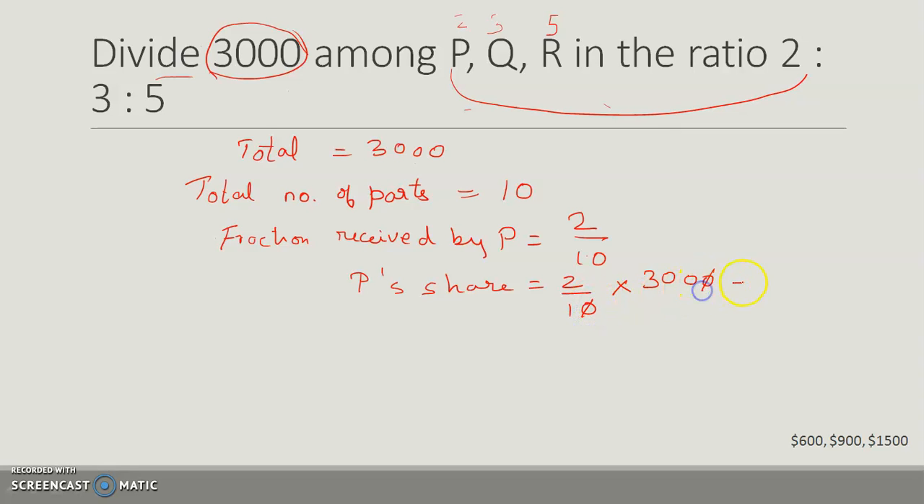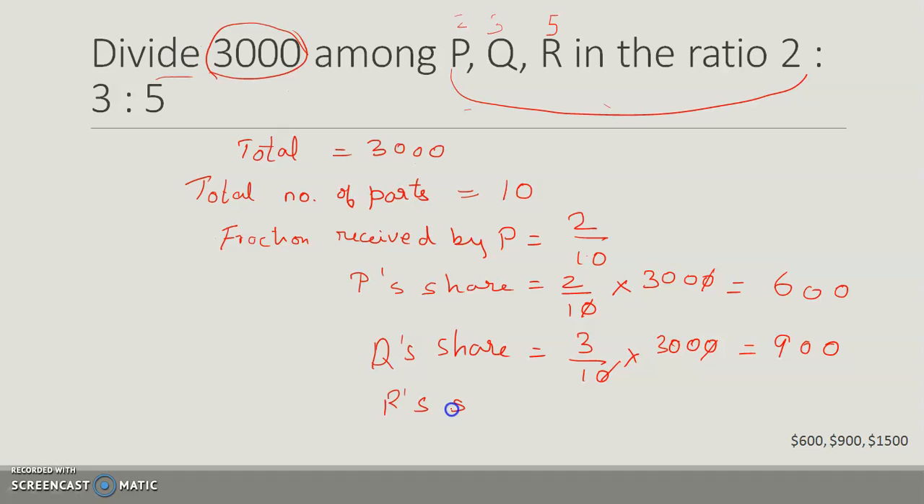So what will he get? 3 2s are 600. This is P's share. Now can you tell me Q's share immediately? How to write the fraction? Yes, it is 3/10 into 3000. So what will he get? 900. Then what is R's share?